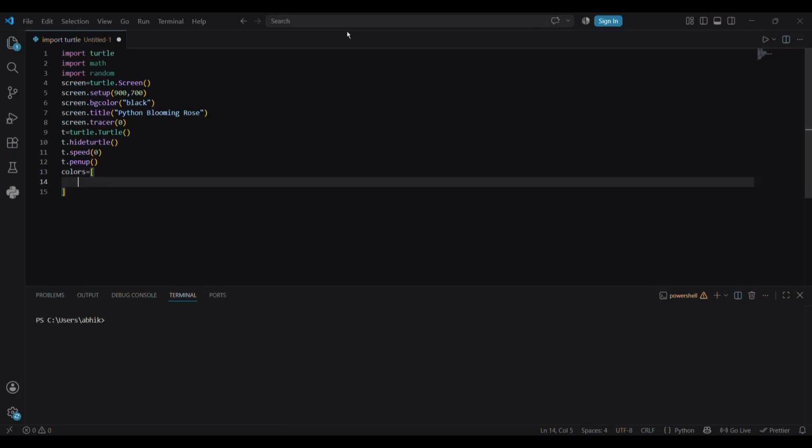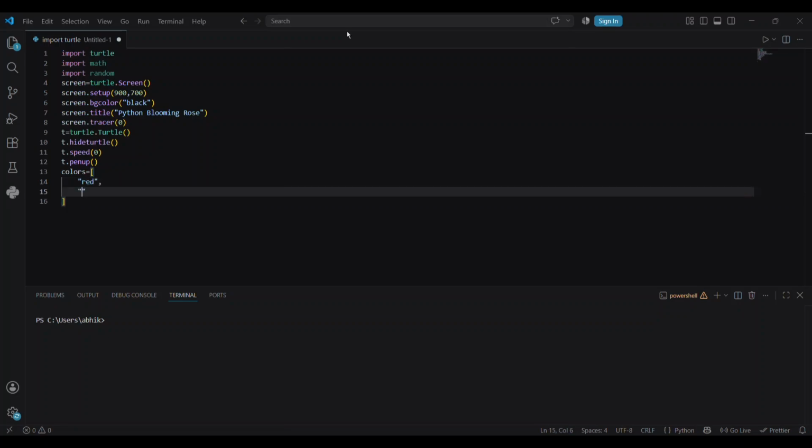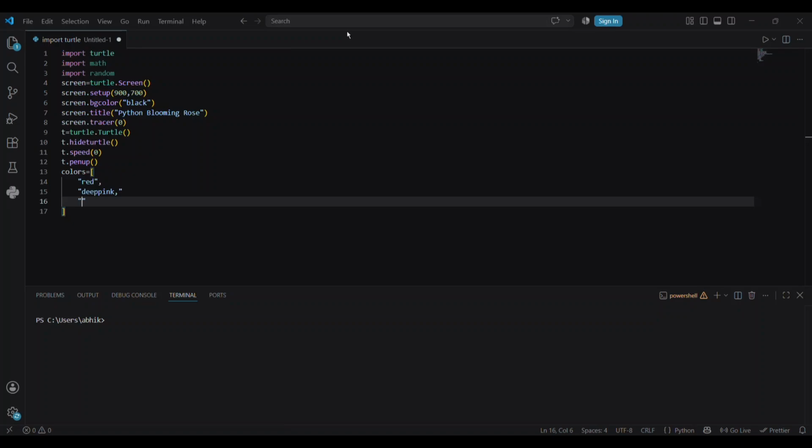We convert that distance and angle into x and y coordinates using cosine and sine. Each layer scales up just slightly bigger than the last. That small detail is what gives the rose its layered, almost three-dimensional bloom. And when we run this is what happens.